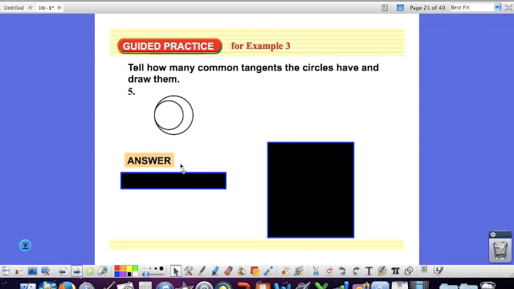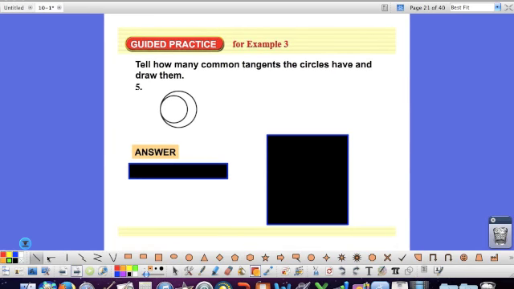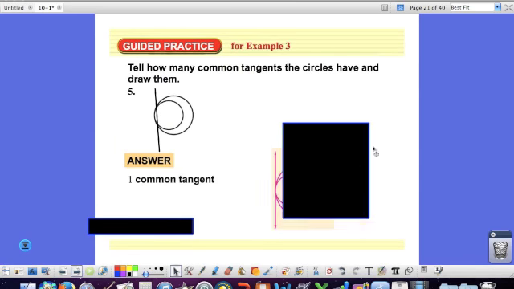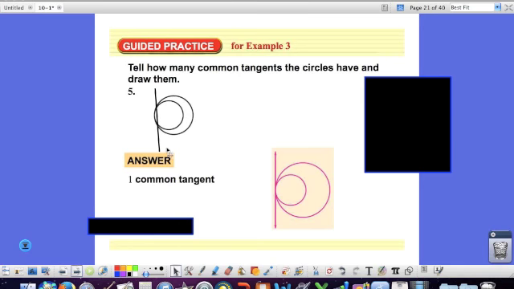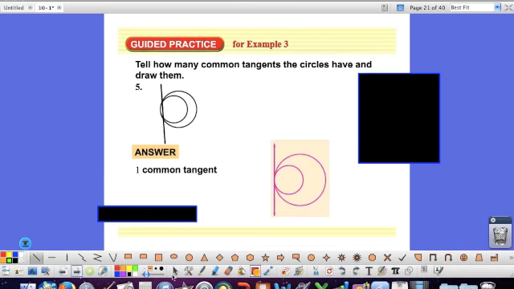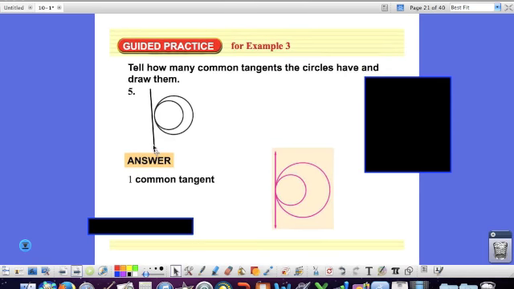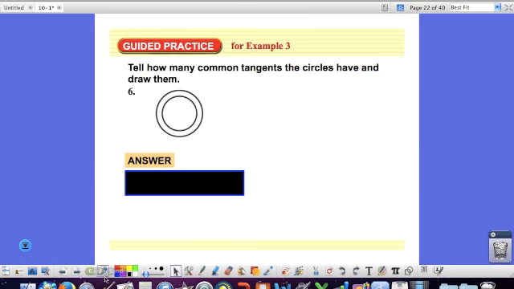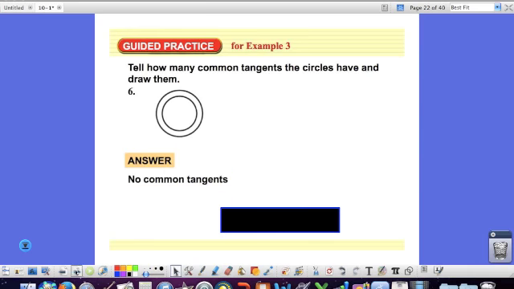Tell how many common tangents these circles have and draw them. It's just going to be 1 common tangent. Draw it along there. And that's what I tried to draw. I must have moved this away when I was talking. There we go. That's how it should look. How many common tangents do these circles have? They're concentric. One is inside the other, and they have no common tangents.